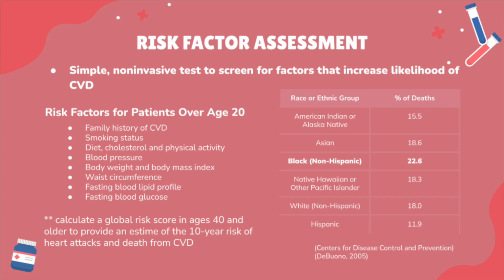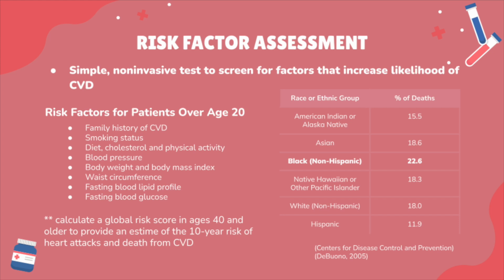Risk factors for heart disease to be assessed in patients over the age of 20 are family history of CVD, smoking status, diet, cholesterol and physical activity, blood pressure, body weight and body mass index, waist circumference, fasting blood lipid profile, and fasting blood glucose. These risk factors can be used to calculate a global risk score in people 40 years and older to provide an estimate of the 10-year risk of heart attacks and death from CVD.